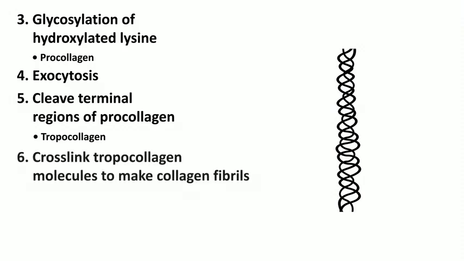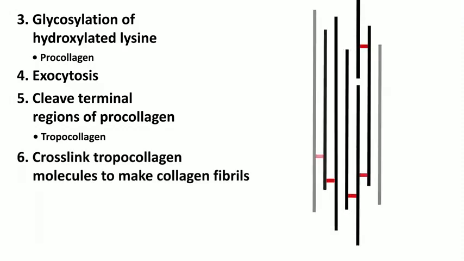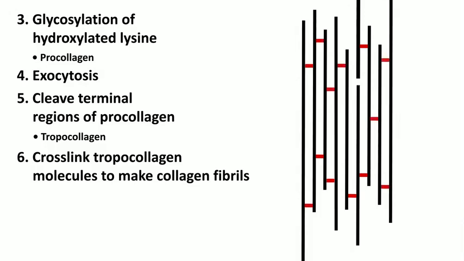And then finally you cross-link a bunch of these tropocollagen molecules together to make these enormous collagen fibrils. So this is a covalent bond, a covalent cross-link between lysine on one alpha chain and hydroxylysine on the other. So you do all these cross-links, then you've got your collagen.